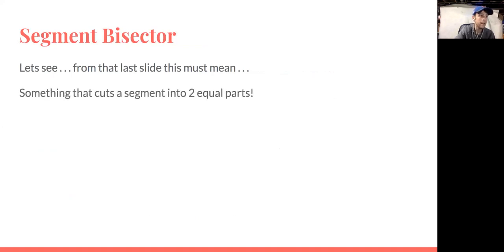Segment bisector, that's another way that we can do this. A segment bisector is anything that cuts a segment into two equal parts. If it is bisecting a segment, it's going to cut that segment into two equal parts. Now, anything can really be a segment bisector. Again, if I just have a segment of some kind, I could have just a point there, right? That point could be considered a segment bisector.